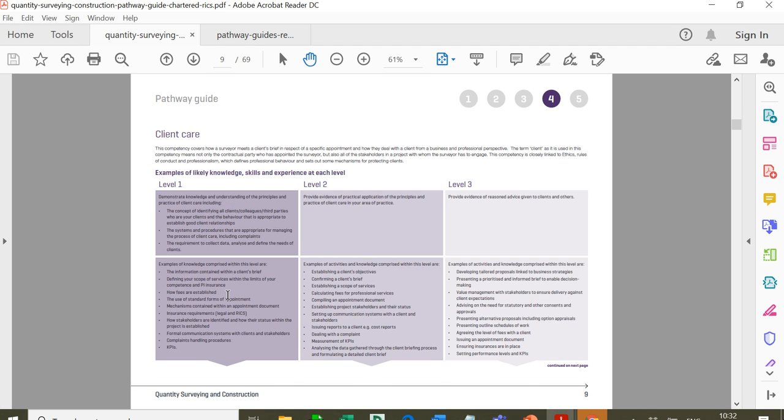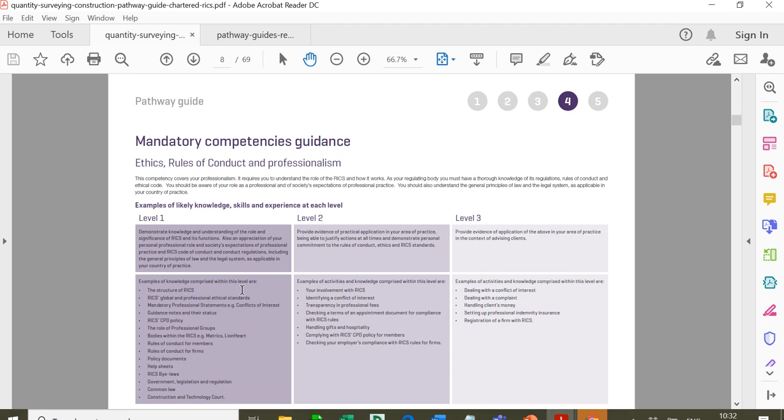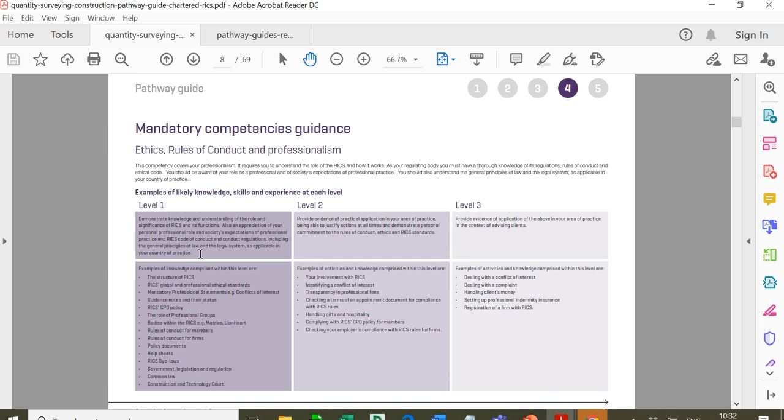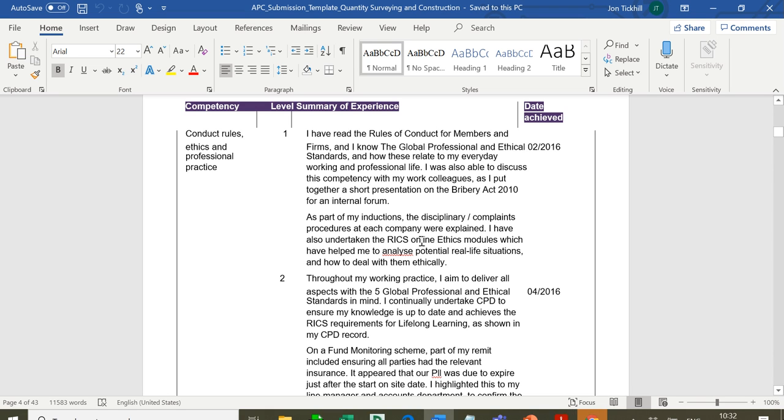So if we go back to the pathway guide, again at level 1, you can see the guide is advising there that to achieve the competency of ethics, rules, conduct and professionalism, they're looking for examples where the client has a good understanding of the global and professional and ethical standards, which the candidate in this case clearly referred to. So it's a really good match back to the guide, and I'd be very confident in what the candidate here has put in question.